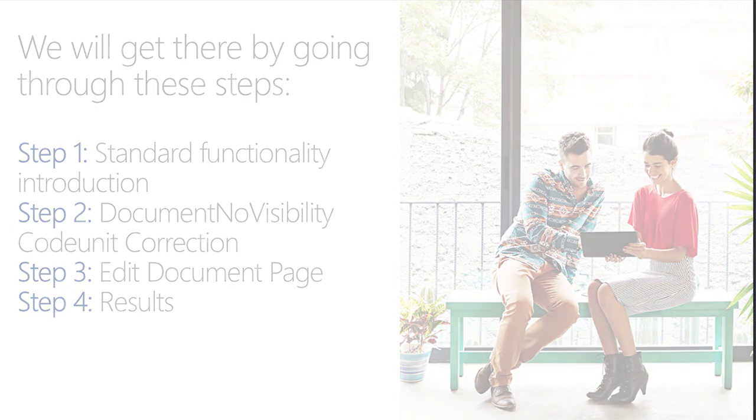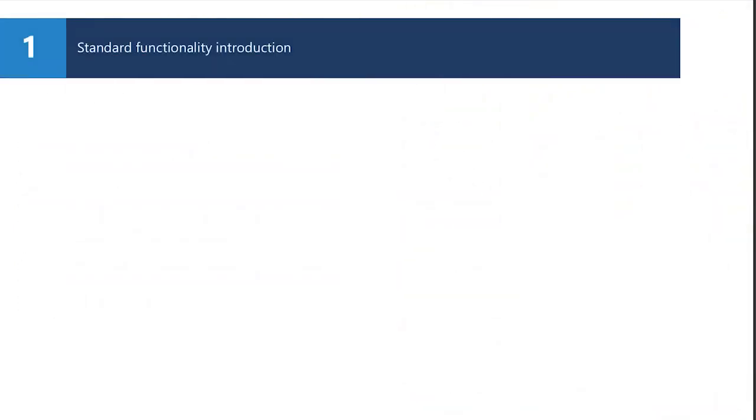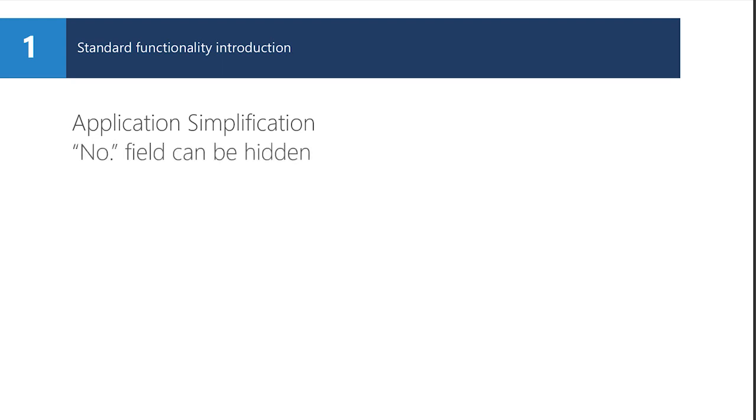Let's start. The feature I want to introduce you to is a part of application simplification in Microsoft Dynamics NAV. Using this feature means that we don't need to fill in our document number and we will not see this field on our page. It will provide a faster and easier process of working with NAV.